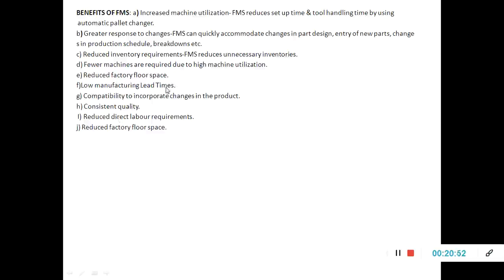Low manufacturing lead times. The machining time of a particular product is very low, that is the low manufacturing lead times. Compatibility to incorporate changes in the product. As I explained, if there are any changes in the product, it can be very easily incorporated with the help of FMS. You can do any changes during the product manufacturing. Consistent quality.